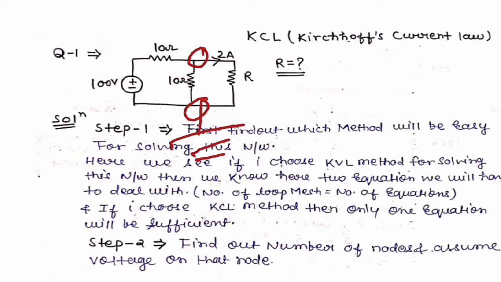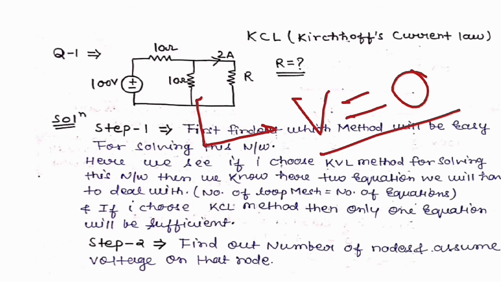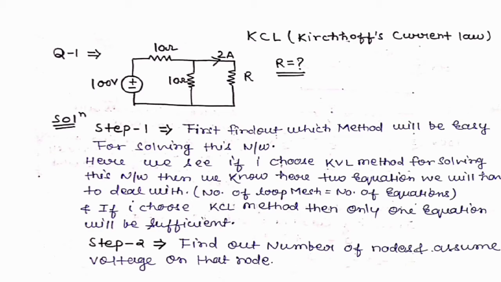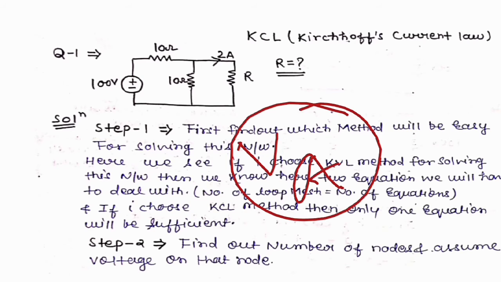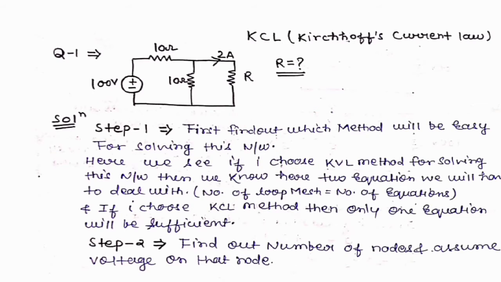This node is called the ground, and the value of this node voltage is always 0. The network has given us that the second node is always 0. The first node here is A, so we consider the voltage on node A, that is VA. We consider it like this.